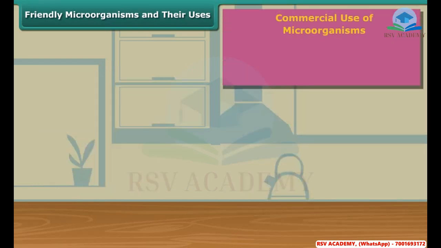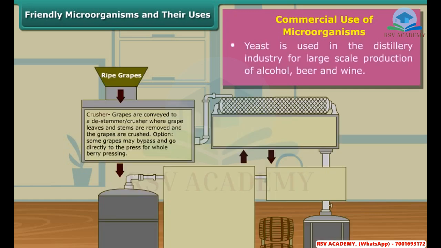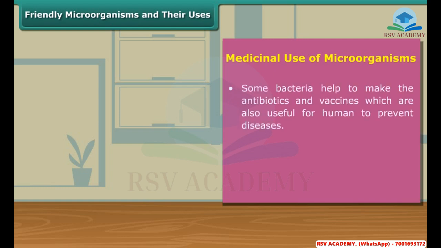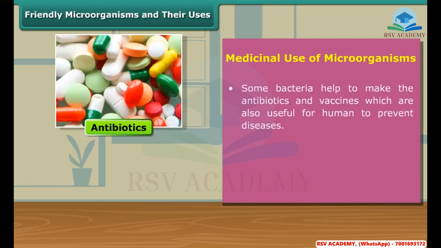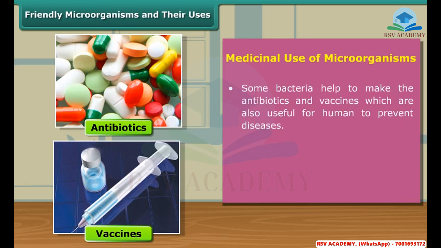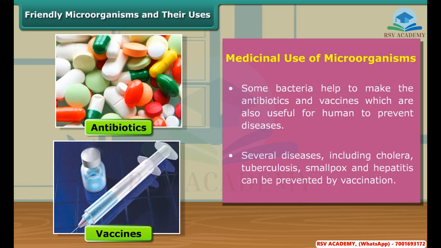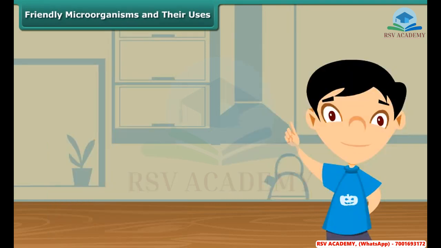Microorganisms are also useful in the commercial and medicinal fields. For instance, yeast is used in the distillery industry for large-scale production of alcohol, beer, and wine. Some other bacteria are helpful in the production of antibiotics and vaccines. Vaccination is helpful in several diseases including cholera, tuberculosis, smallpox, and hepatitis. Now let me tell you what other benefits are provided by useful microorganisms.